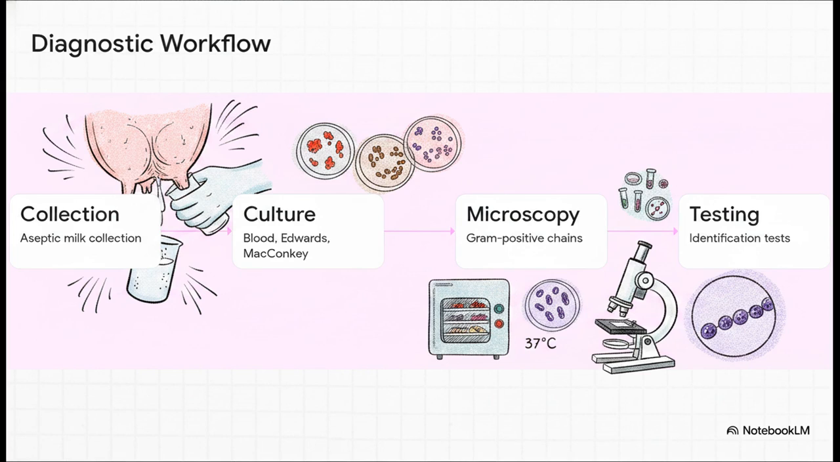Okay, here is the actual sequence of our laboratory workflow, showing how clinical suspicion translates into hard evidence. First, aseptic milk collection is absolutely vital. We cannot have environmental contamination ruining our crime scene. Step 2, we culture the milk on blood, Edwards, and MacConkey agars at 37 degrees Celsius. Step 3, we get under the microscope to confirm those gram-positive chains. And finally, step 4, we run our specific identification tests to nail down exactly which Streptococcus is causing the farm's outbreak.